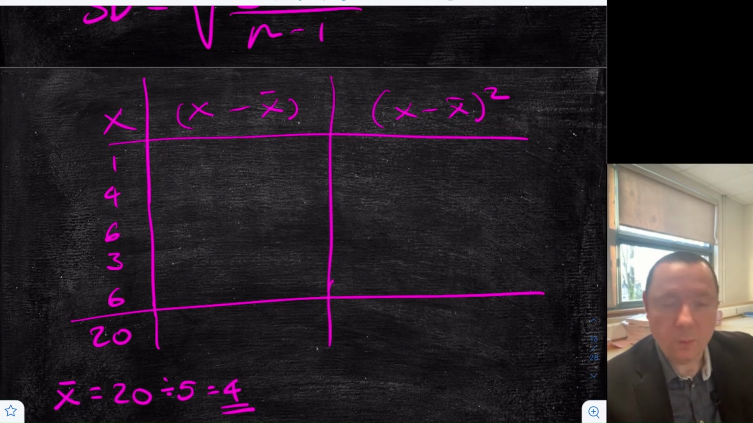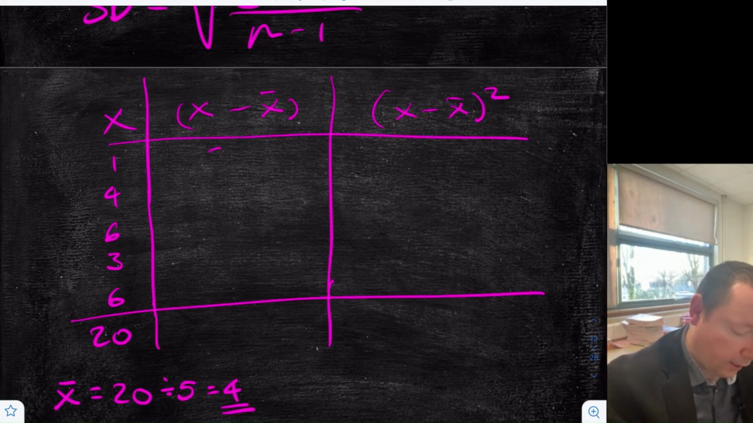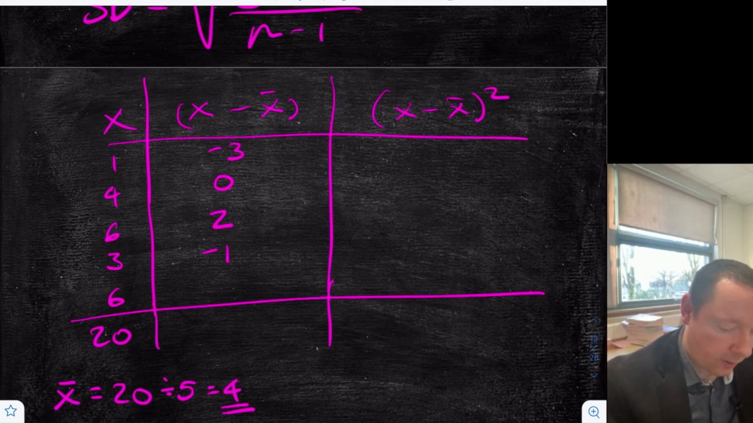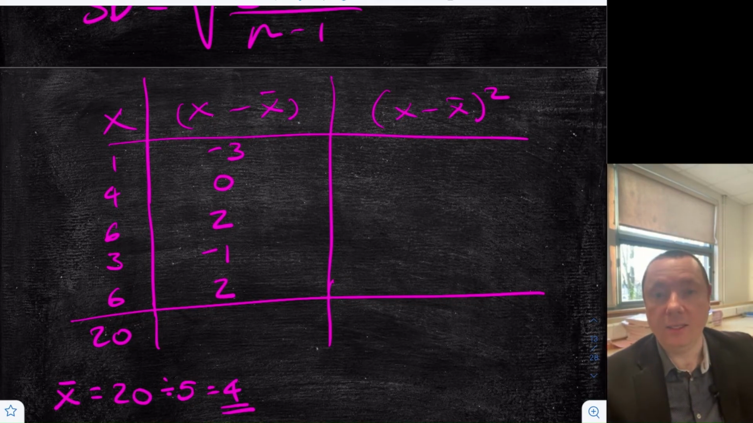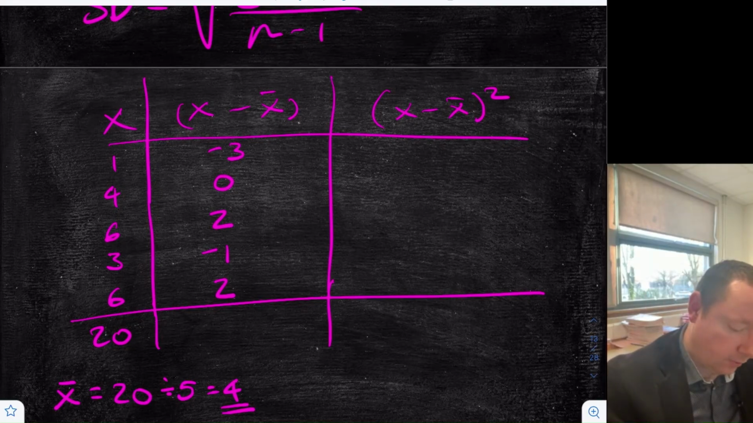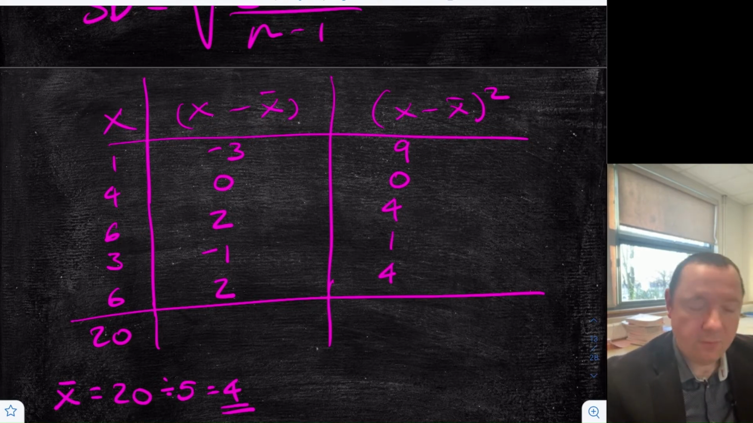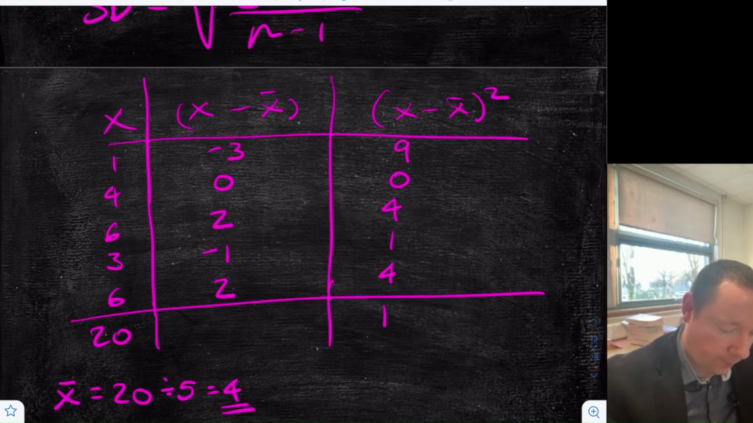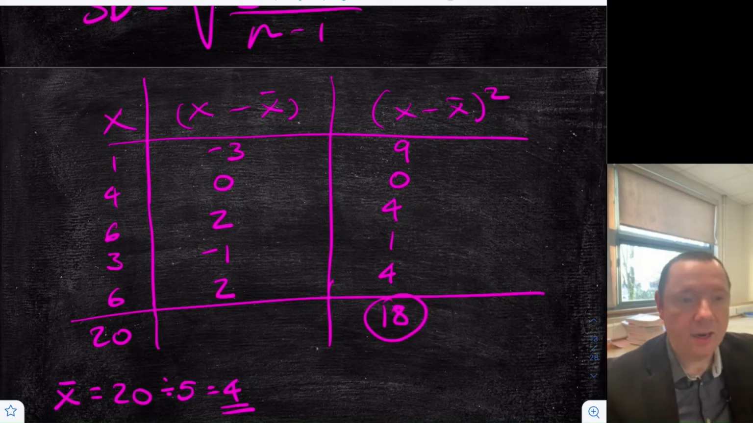In the middle, we take away our mean then. So 1 minus 4 is minus 3, 4 minus 4 is 0, 6 minus 4 is 2, 3 minus 4 is minus 1, 6 minus 4 is 2 again. And then the last column was squared. So that gives me 3 3s is 9, 0 0s is 0, 2 2s is 4, 1 1s is 1, 2 2s is 4. And then we add them all up. 9, 13, 14, 18. There's our key number there.